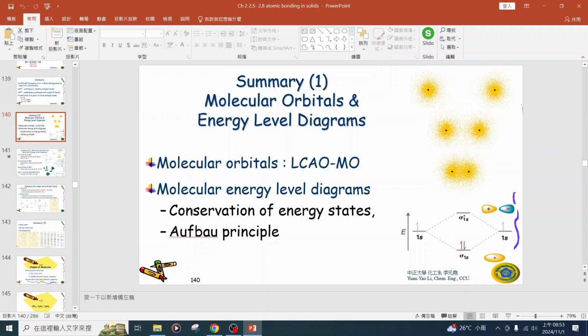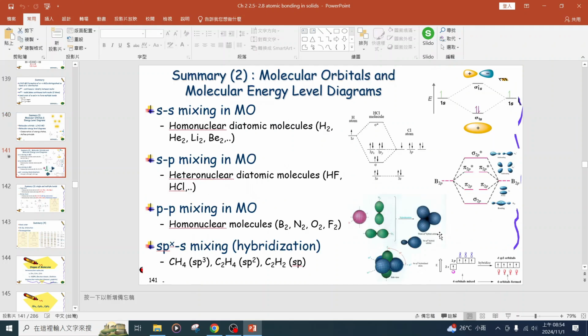And not only do we have the conservation of energy states, where one energy state becomes two energy states, but also we need to know how to put the electrons into these molecular orbitals, into these molecular energy states. And again, we follow the Aufbau principle. There are 4 rules, right? I hope you still remember there are 4 rules.